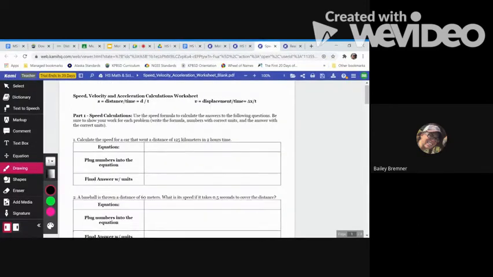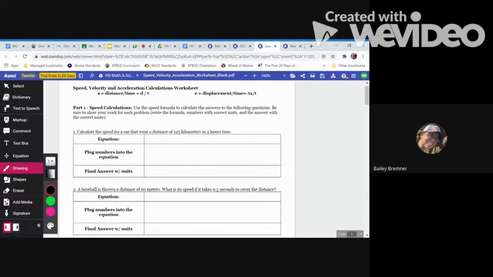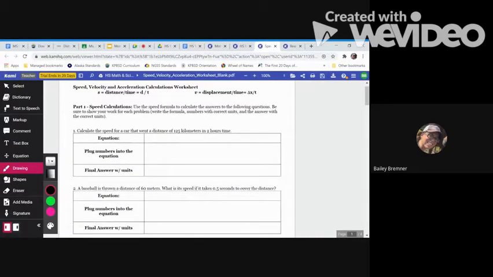What you're going to be doing is practicing some basic calculations using what you've learned about speed and velocity. I'm going to go through the first question with you, and hopefully you can figure out the rest. They tell you that speed is equal to distance divided by time, and that velocity is equal to displacement divided by time. Remember, velocity has a direction, speed does not.